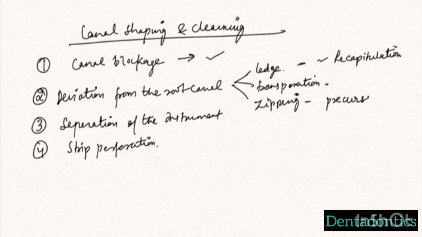Then zipping. Zipping can cause apical transportation of the curved canal. For this, always pre-curve the instrument before using. Then third is the separation of the instrument. To prevent it, never force the instrument in the canal, irrigate the canal, and cleaning should be done. First the small file should be used and then the larger file. Strip perforation can occur during the cleaning, and the treatment is to block it with the help of mineral trioxide aggregate.